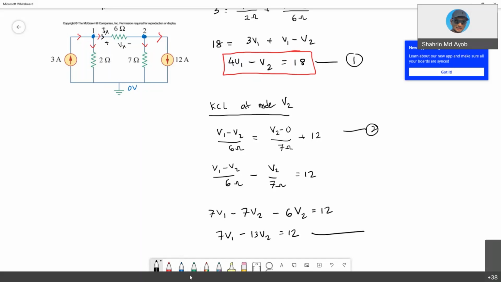So this one should be 12 times 42, sorry. 12 multiplied with 42, 504. Okay, 504. Okay, so this is your second equation.